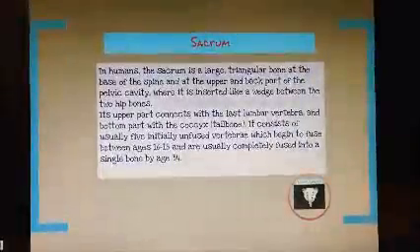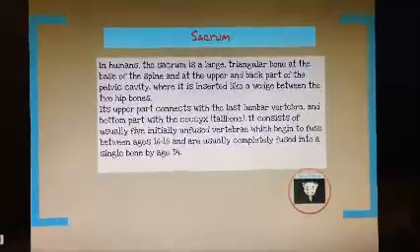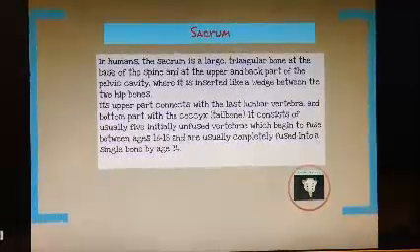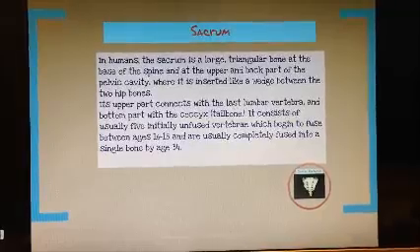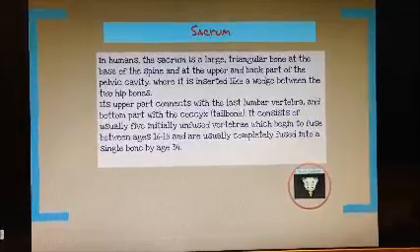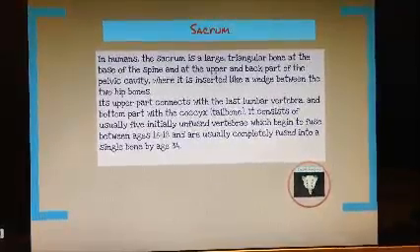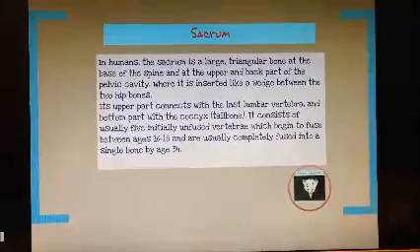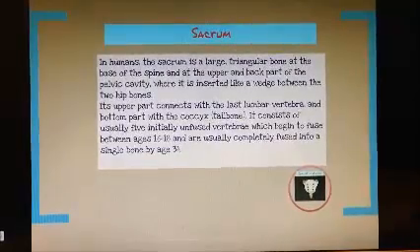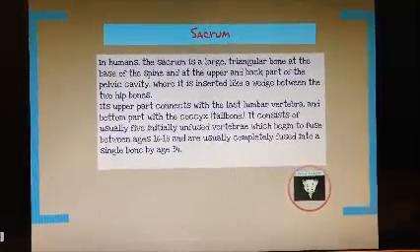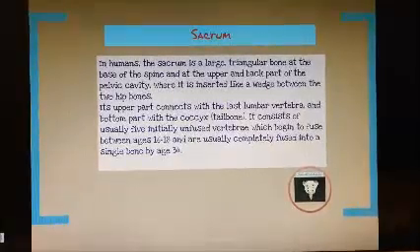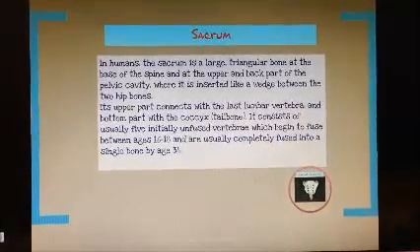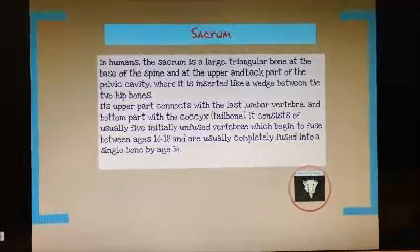In humans, the sacrum is a large triangular bone at the base of the spine and at the upper and back part of the pelvic cavity, where it is inserted like a wedge between the two hip bones. Its upper part connects with the last lumbar vertebra and bottom part with the coccyx. It consists of usually 5 initially unfused vertebrae, which begin to fuse between ages 16 to 18 and are usually completely fused into a single bone by age 34.